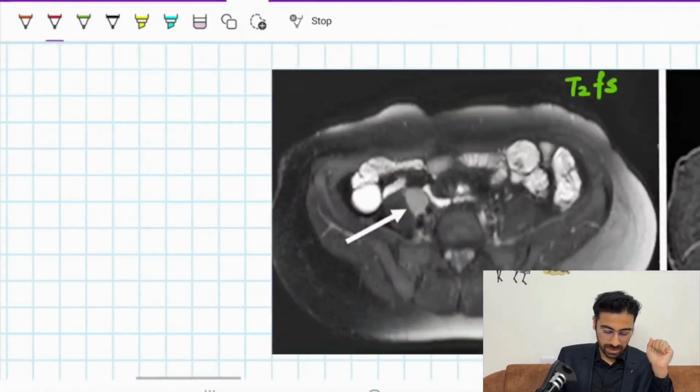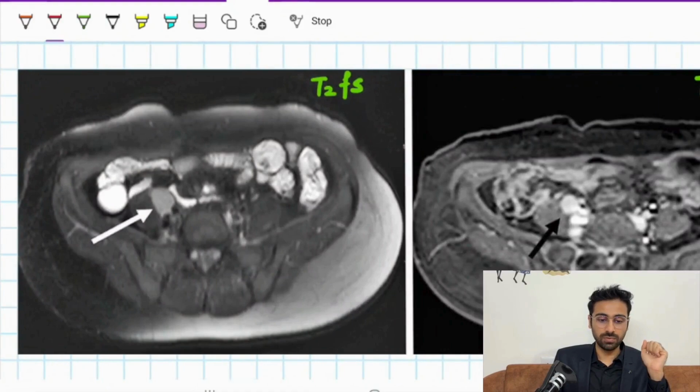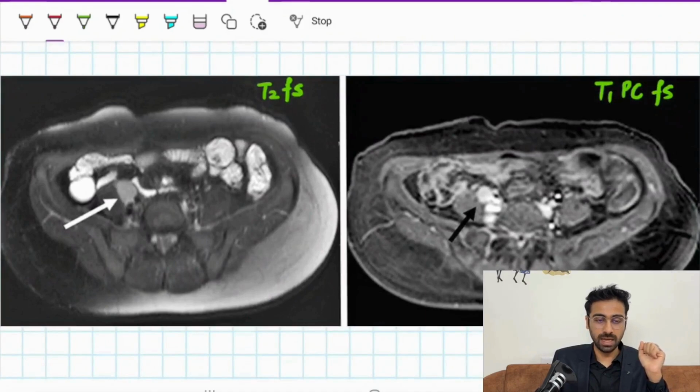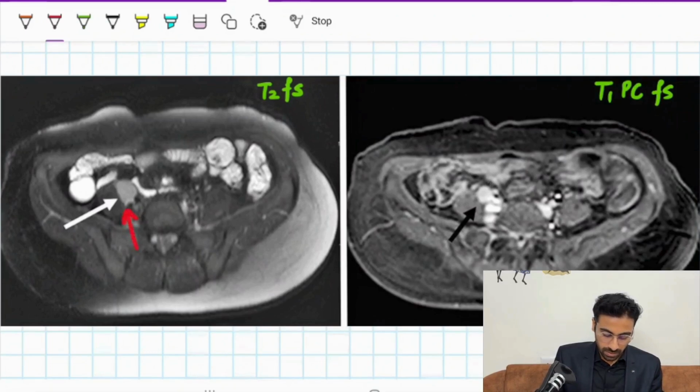Coming to the next example, this is a classic example of homogeneous pattern of enhancement. You can see here on the T2 fat sat image by the arrow that it is showing T2 hyperintense signal, whereas on T1 post contrast fat sat, the lymph nodes are showing uniform homogeneous contrast enhancement.